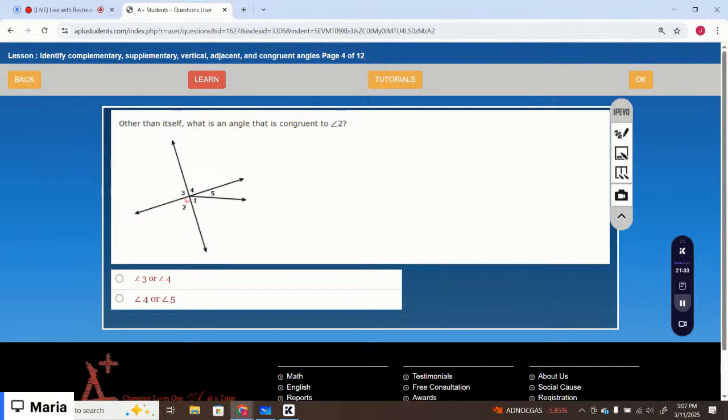Other than itself, what is an angle that is congruent to angle 2? So congruent angles are the angles that have the same measure, right? So the angle that is congruent to angle 2 is angle 3 and angle 4. Option number 1 is the correct option.